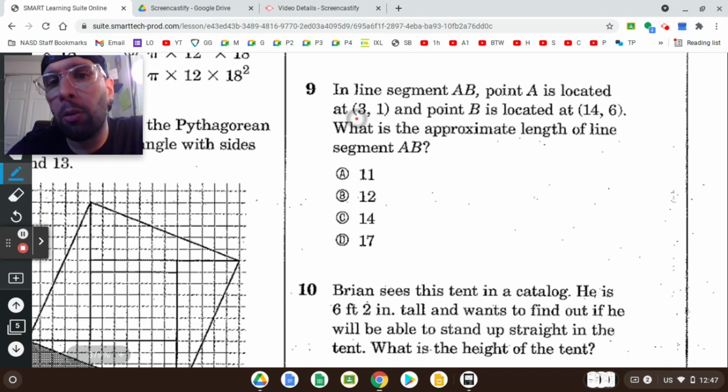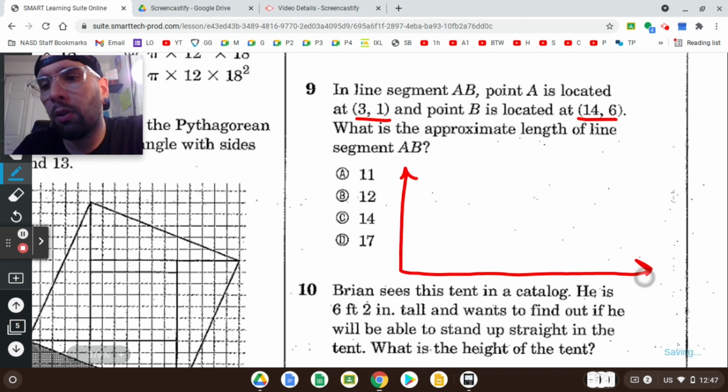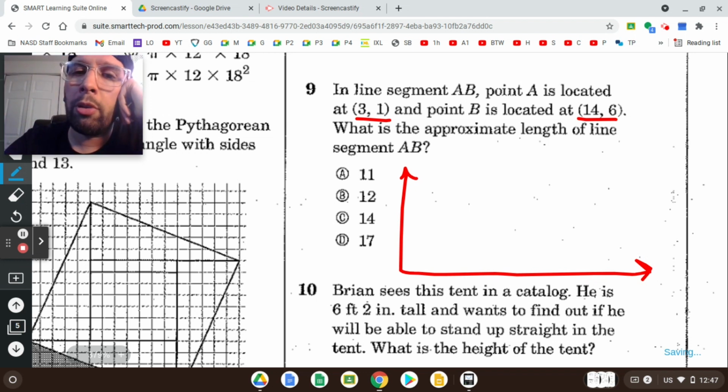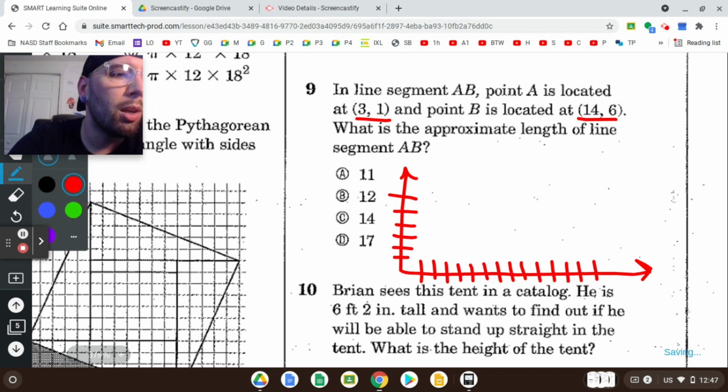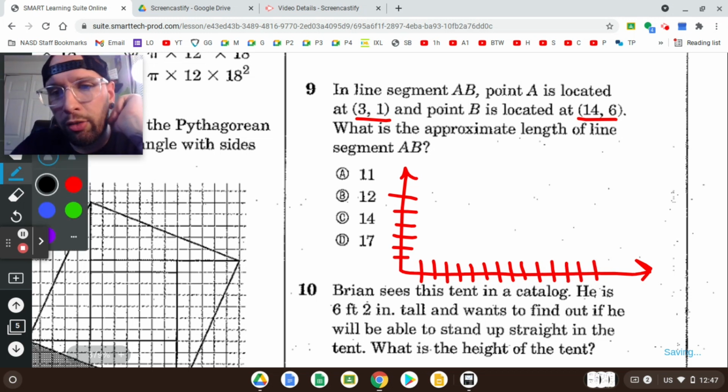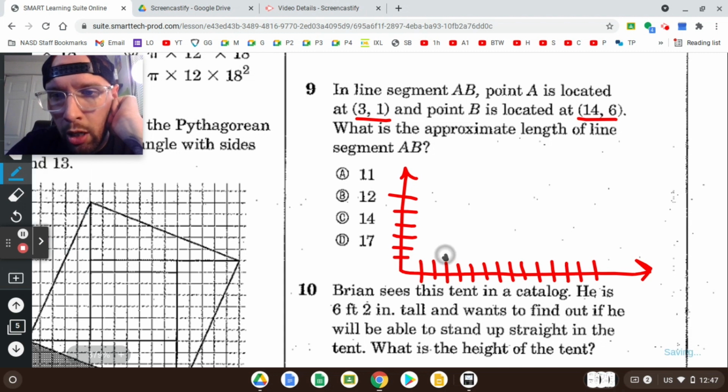These are both positive, positive, and positive, positive, so I only care about quadrant 1. I need to go up to 6: 1, 2, 3, 4, 5, 6. And I need to go over 1, 2, 3, 4, 5, 6, 7, 8, 9, 10, 11, 12, 13, 14. One of my dots is 3, 1, so right 3 up 1 gives me a dot right there. Another dot is 14, 6, so right 14 up 6 gives me a dot right here.